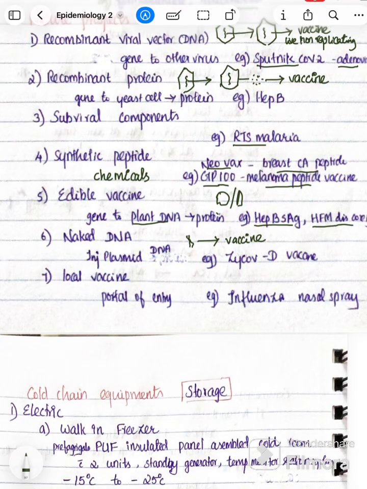Local vaccine at the portal of entry of the organism. Suppose for influenza, portal of entry is the nasal cavity. So we are going to use nasal spray vaccine for influenza. Polio, portal of entry is oral. So OPV vaccine is given by oral route.